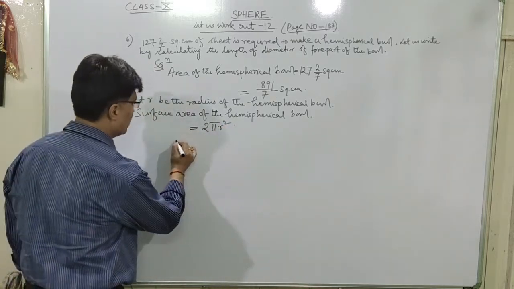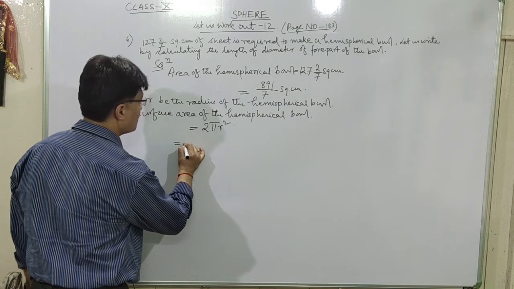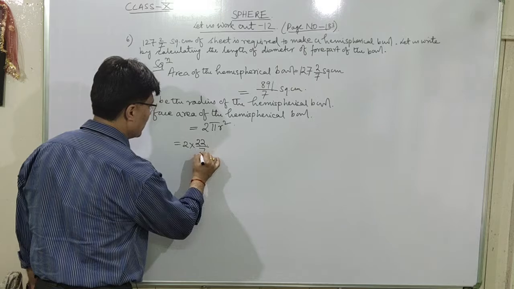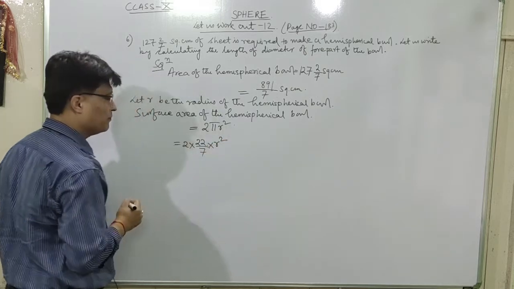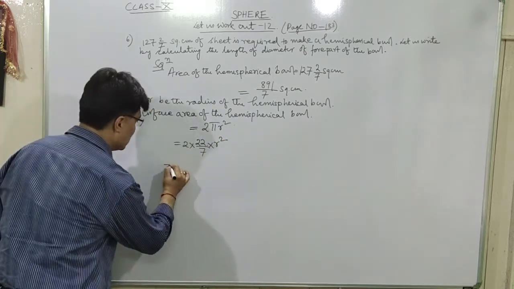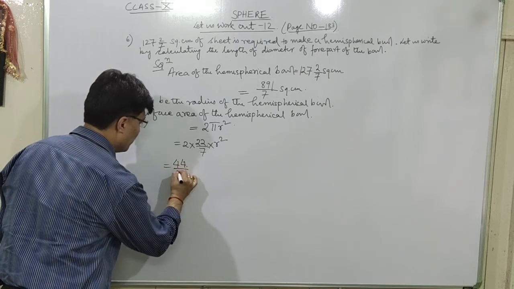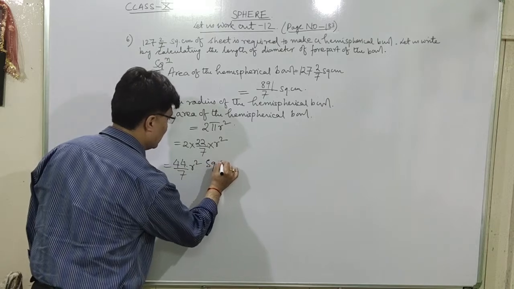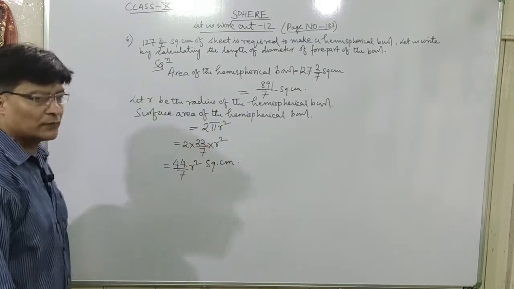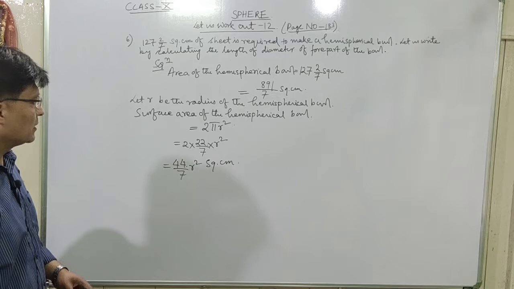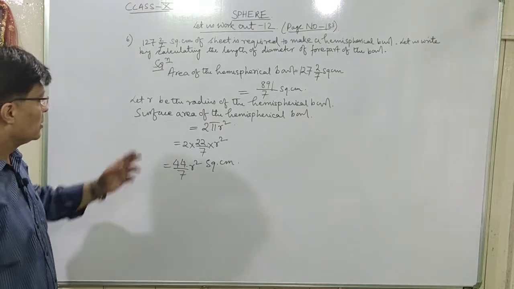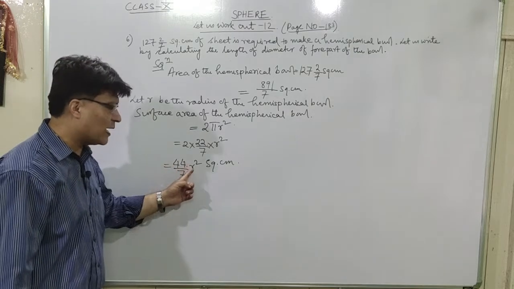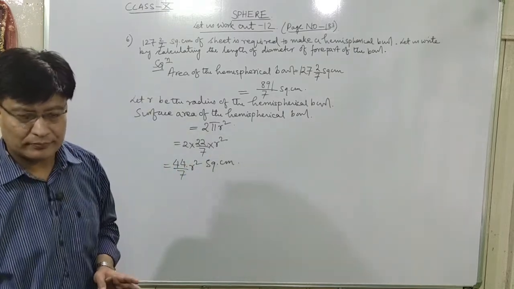Okay, so let us put the value. 2 into what is pi? Pi is 22 by 7 into r square, which is equal to 2 into 22 is 44 by 7 r square. What is the unit here? It is square centimeter. So I think I've understood it. Using the formula, what surface area of the hemispherical bowl did we get? It is 44 by 7 r square centimeter.